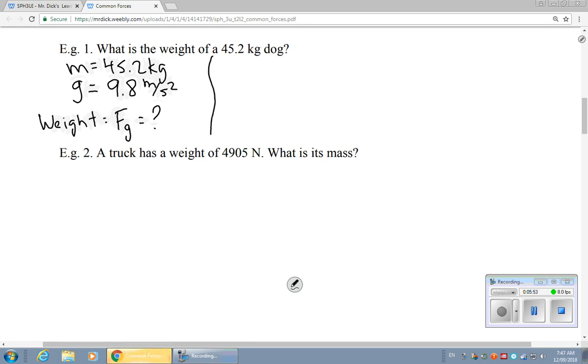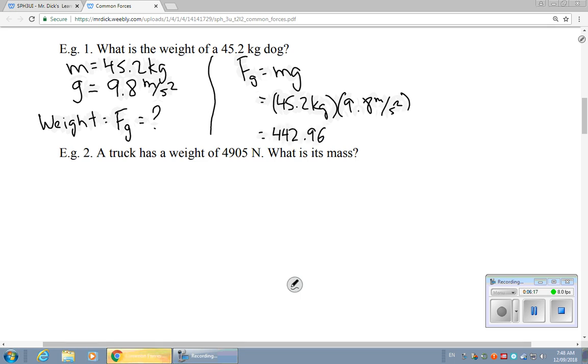So if I divide up my space to give myself some room to work, now I can use the formula that Fg is equal to mg, and substitute in the things that I know, 45.2 kilograms, 9.8 meters per second squared. When I put that all in, I get about 442.96, but I'm then going to round that off.